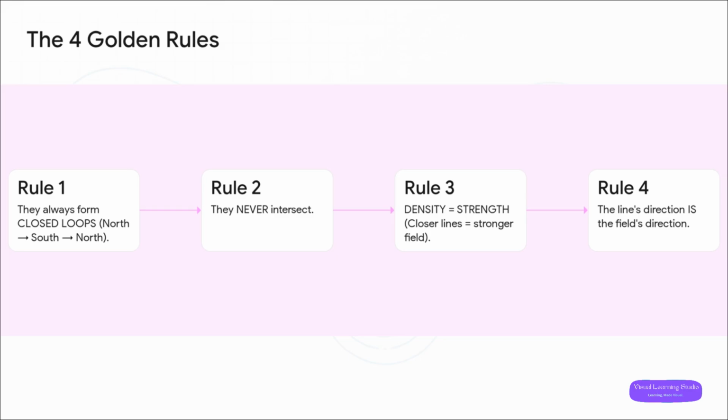Rule 2, they never ever cross each other. Think about it, the field can only point in one direction at any given spot. Rule 3, this one's easy. Where the lines are packed close together, the field is strong. Where they're spread far apart, the field is weak. Density equals strength. And finally, Rule 4, the direction an arrow on the line is pointing, well, that is the direction of the magnetic field right there. If you can lock in these 4 rules, you're halfway there.